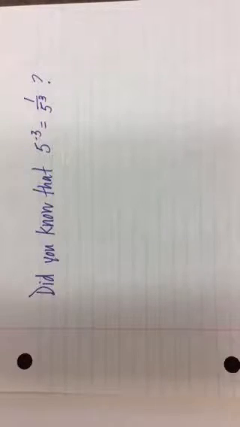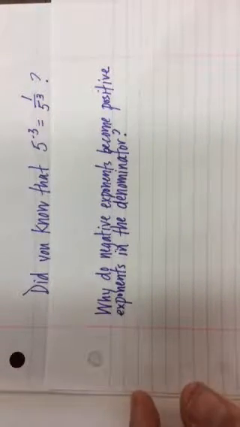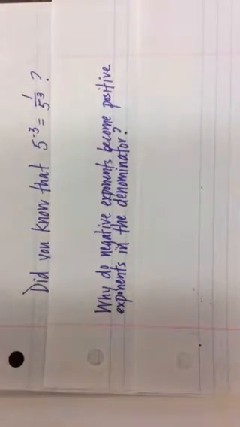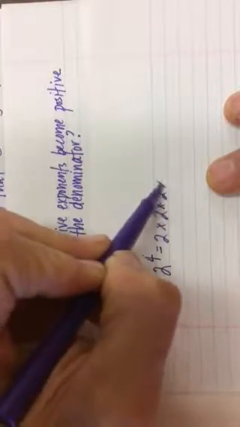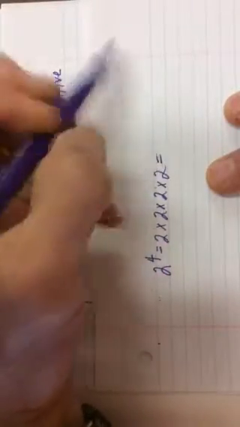I know you're thrilled. But I want you to consider this, and the question that we want to be able to answer by the time we're done here is, why do negative exponents become positive exponents just in the denominator? So we're going to start with an example. Let's actually start with the example 2 to the 4th power. So 2 to the 4th power is really just 2 times 2 times 2 times 2, which equals 16.